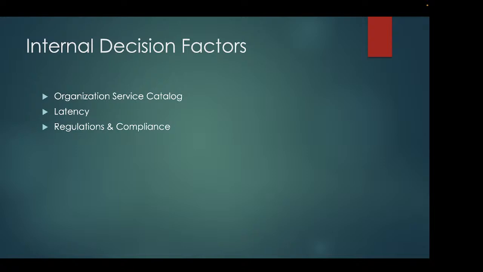So the organization service catalog will play a key role in your decision making. And then the latency. So depending on your solution structure, there might be some latency constraints. For example, if you think about building a globally distributed application, you might have different scenarios where you need to distribute across different regions. So in such situations, if you have 5 regions, it will be much easier to deploy them to Azure Web Apps rather than managing 5 Kubernetes clusters.